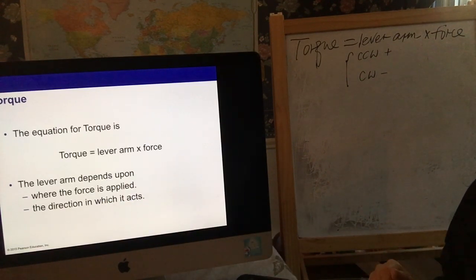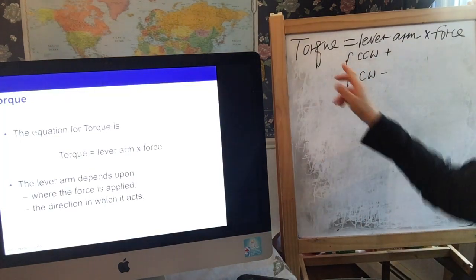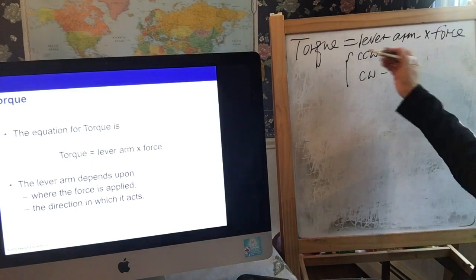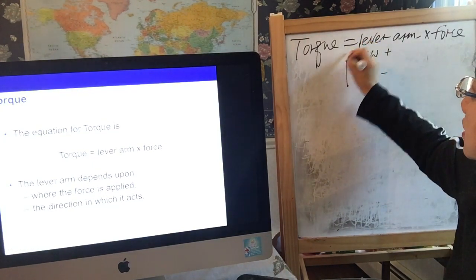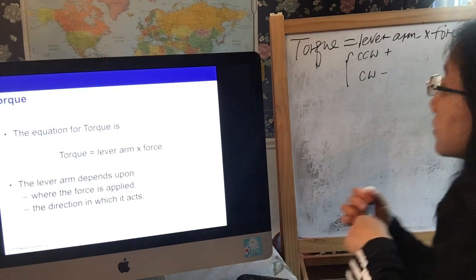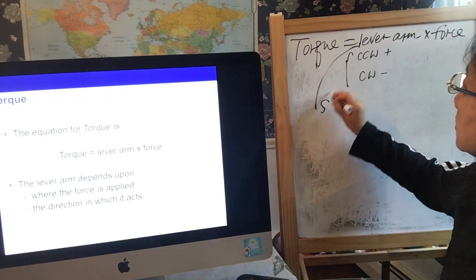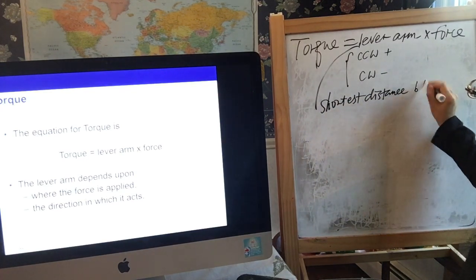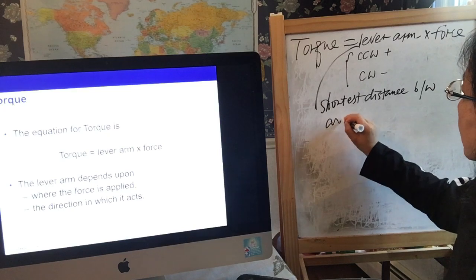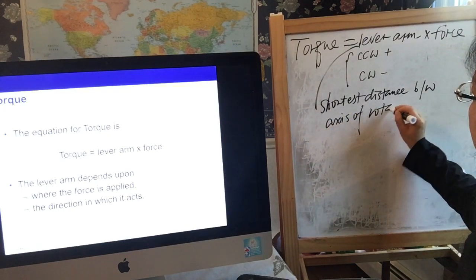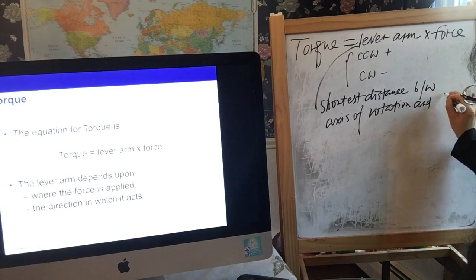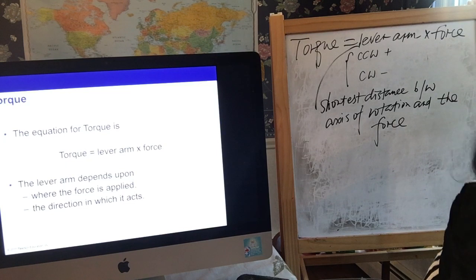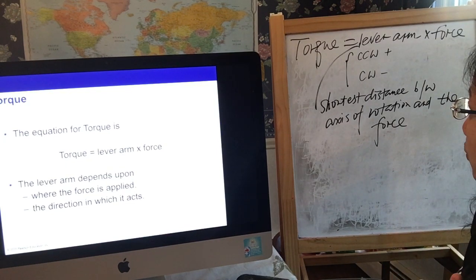So here I want to show you some examples of how we can calculate torque. Torque is defined as lever arm times force. So what is lever arm? Lever arm is the shortest distance between the axis of rotation and the force.